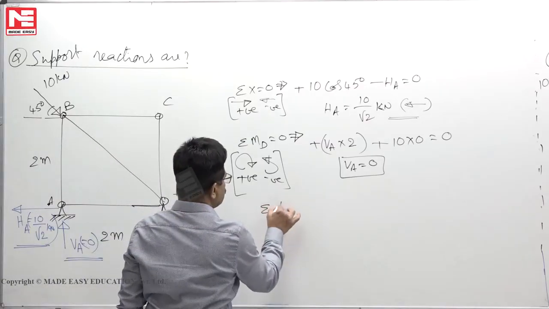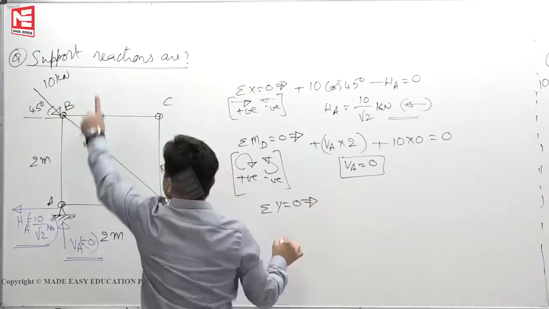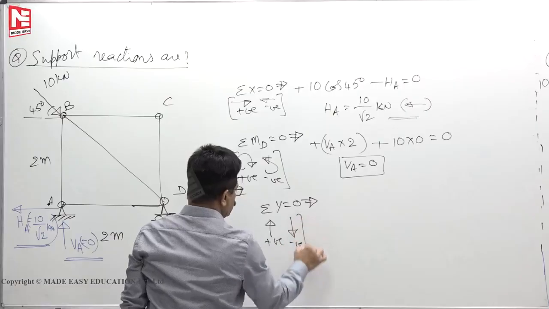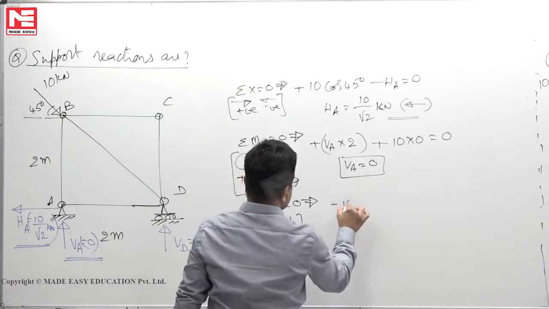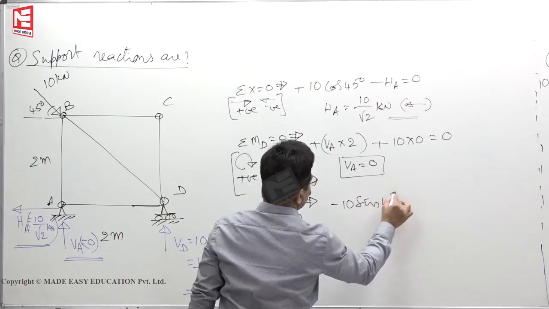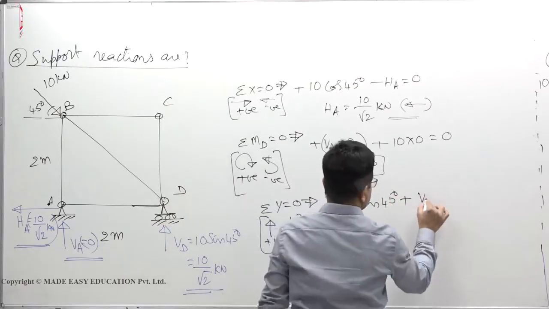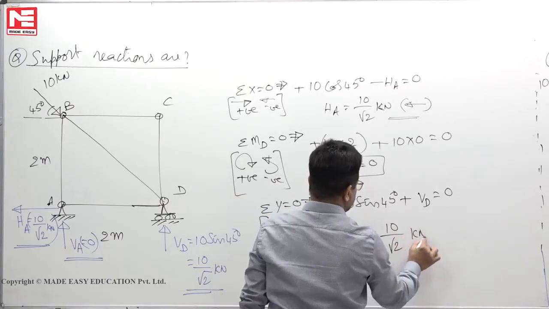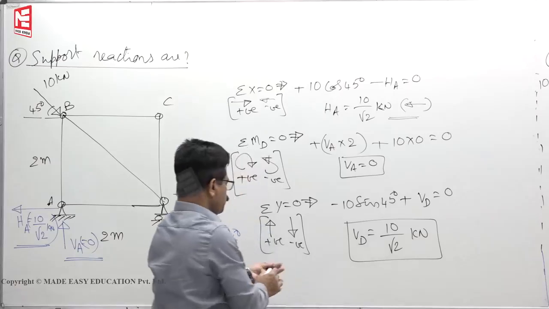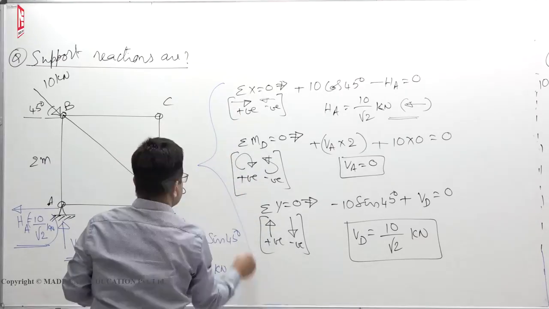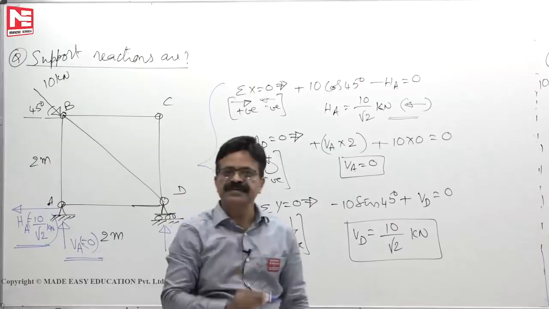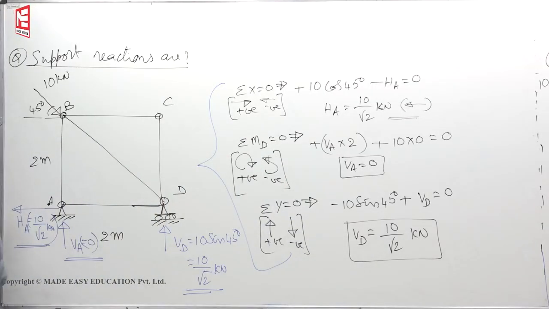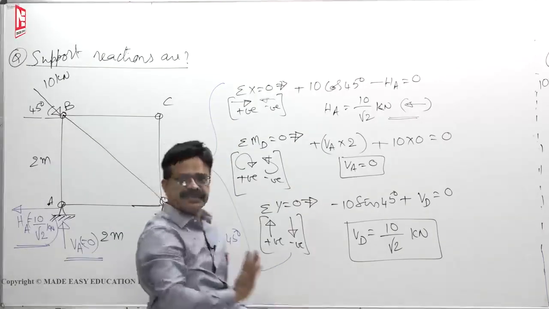So VA has to be 0. Then now we can write sigma y is equal to 0. Any force acting upward is positive, any force acting downward is negative. So minus 10 sin 45 because it is acting downward, plus VD must be 0. So VD is equal to 10 sin 45, means 10 by root 2 kilonewton. This much we should not do to find the reactions, this will waste our time in the exam. Assume that now you have understood how to find the support reactions by inspection itself.